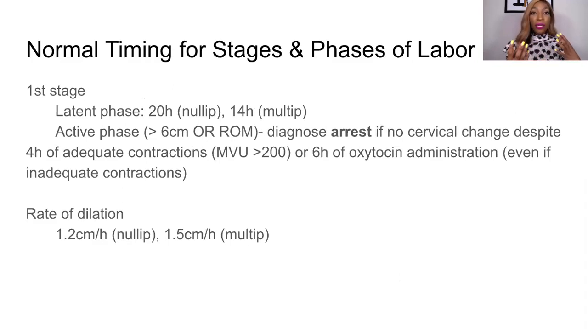So typically, the first stage of labor, or any stage of labor, will differ between a woman who is in her first pregnancy, called nulliparous women. We also call them nullips, because we're cool like that, versus multiparous patients or multips. So if you hear nullip, that's somebody delivering her first baby. A multip is somebody delivering more than one baby.